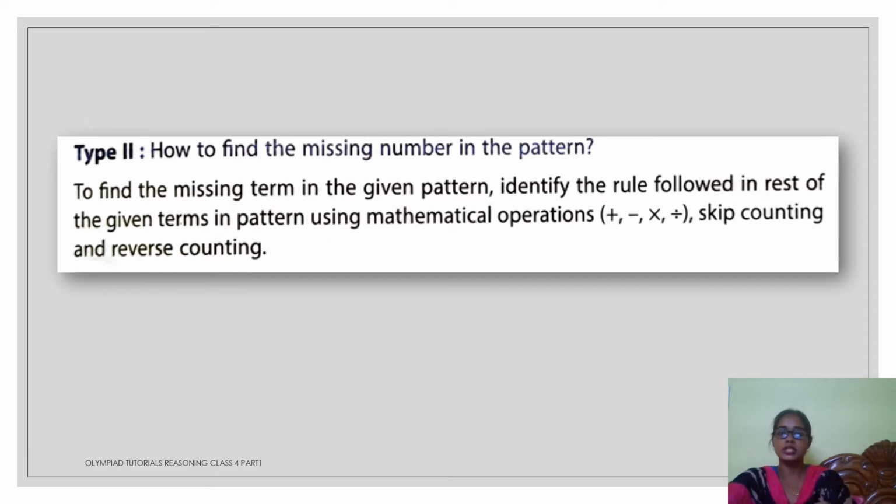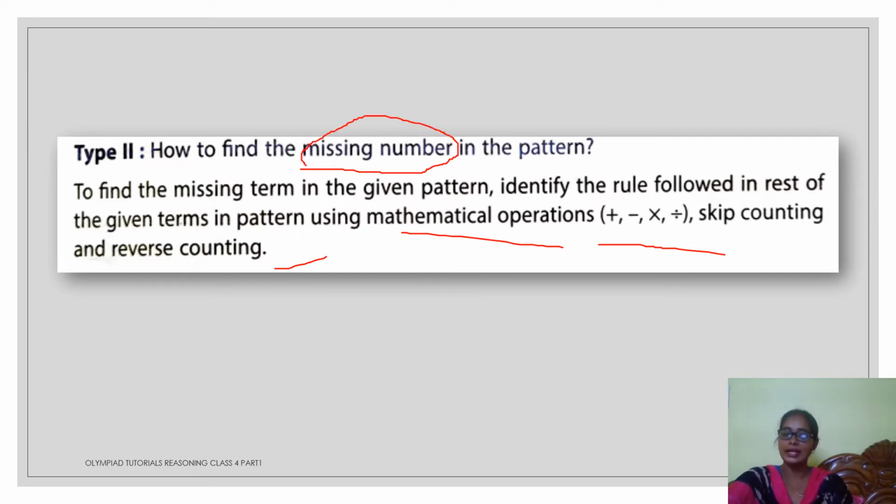The type 2 questions are basically the missing numbers in the pattern. To find the missing terms in a given pattern, you have to identify which pattern is used based on the mathematical operations. So addition, subtraction, multiplication, division and skip counting along with reverse counting. These can be implemented for finding the missing numbers in the given pattern. These are the type 2 questions.